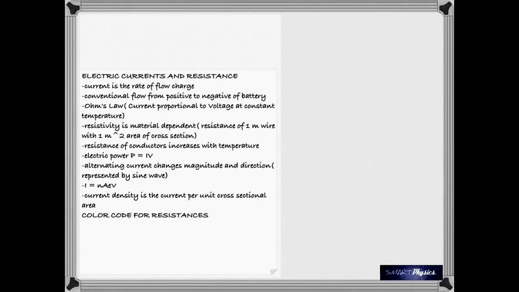What is resistivity? It is the resistance of a conductor of length 1 meter and area of cross section 1 meter squared. It is a property of the material. Changing the length or the area of cross section does not change the resistivity because it depends on the material.